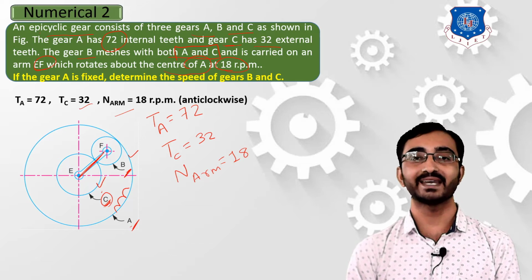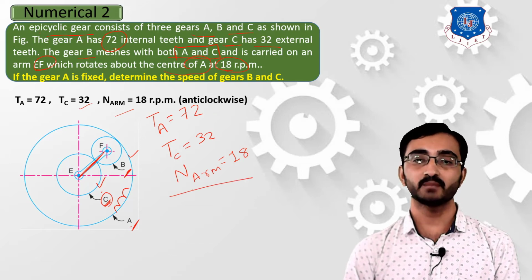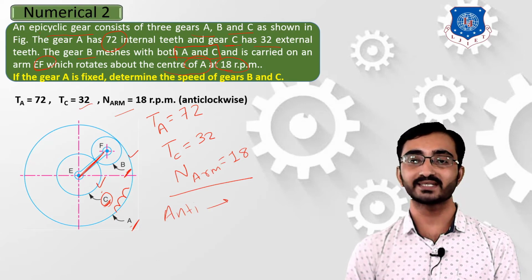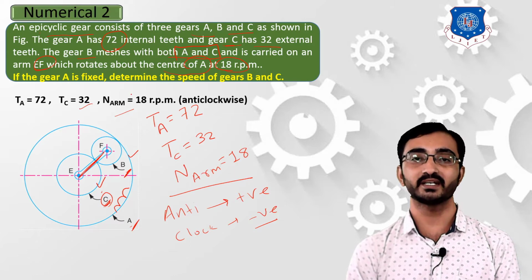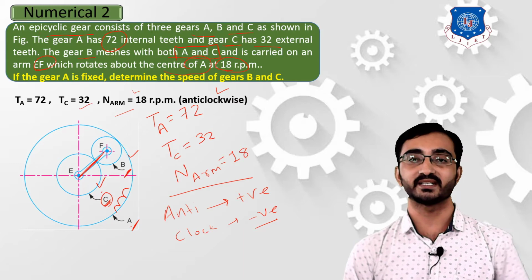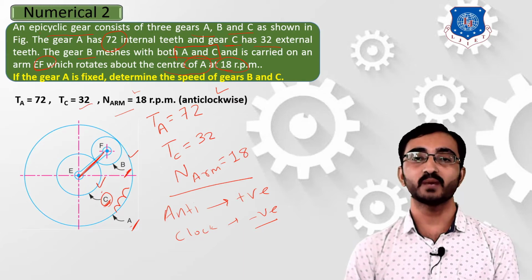Now they have not given the direction, so always remember one fundamental, that in case of gear train we always consider the anti-clockwise direction as a positive direction and clockwise direction movement as a negative direction. Okay, so over here let's consider it as positive, so that's why assuming that it is moving in an anti-clockwise direction. So now to solve this numerical, we will use the tabular method.